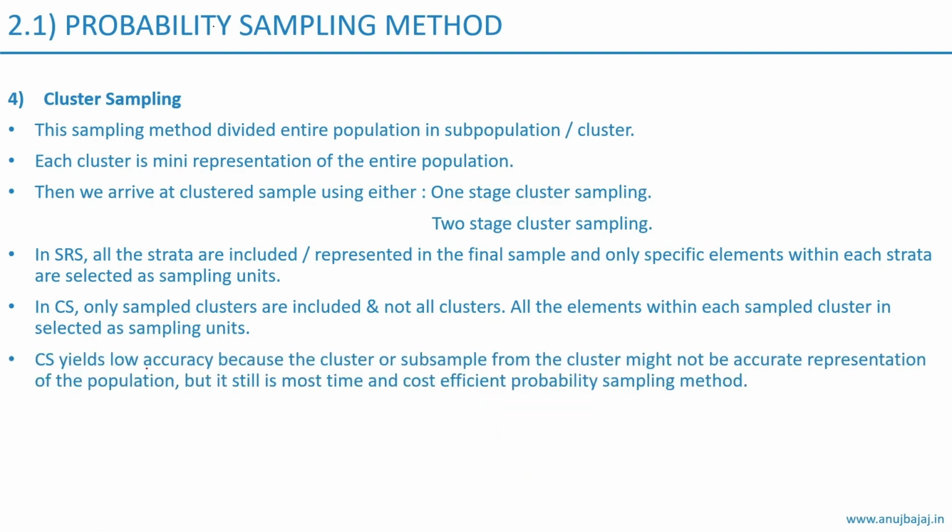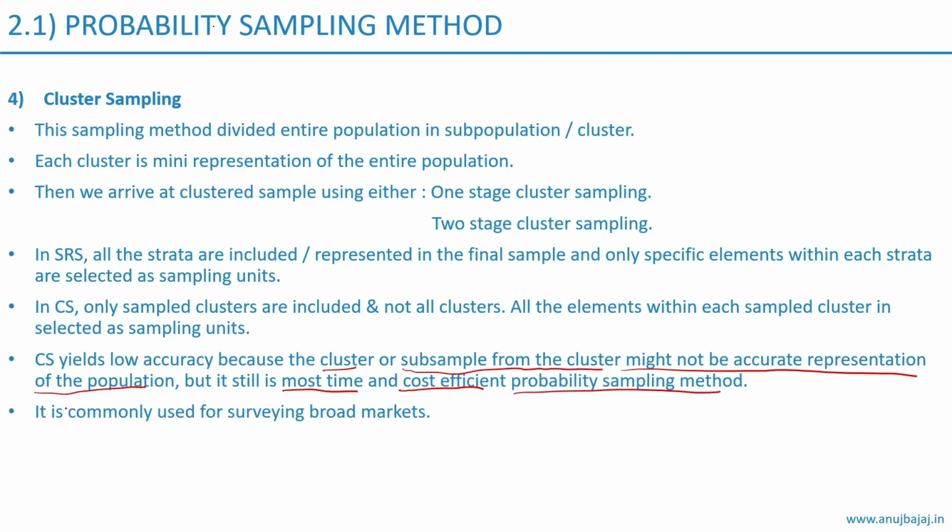Cluster sampling yields low accuracy because the subsample created from the cluster might not be an accurate representation of the population, but still it is the most time and cost efficient probability sampling method. And the cluster sampling method is commonly used for surveying large markets or broad markets.